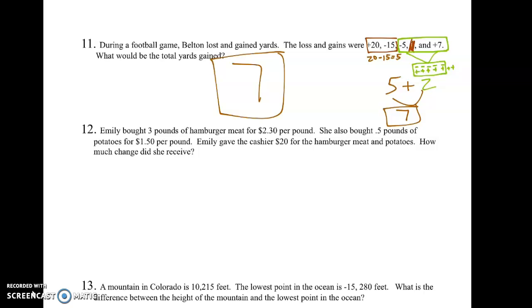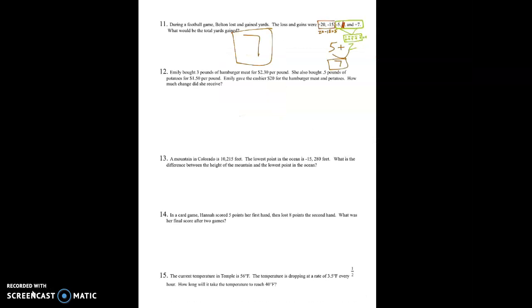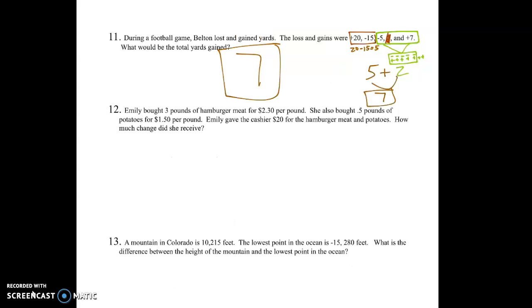I've got about 4 minutes left on this video, so I will get as far as I can. Emily bought 3 pounds of hamburger meat for $2.30 a pound. She bought 0.5 pounds of potatoes for $1.50 per pound. Emily gave the cashier $20 for the hamburger meat and potatoes. How much change did she get back? So this is important. 3 pounds of meat, $2.30 per pound. Half a pound of potatoes for $1.50 per pound. And then she paid with a $20 bill. And so how much change did she get back?